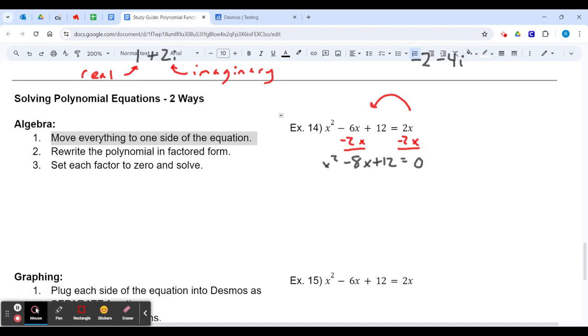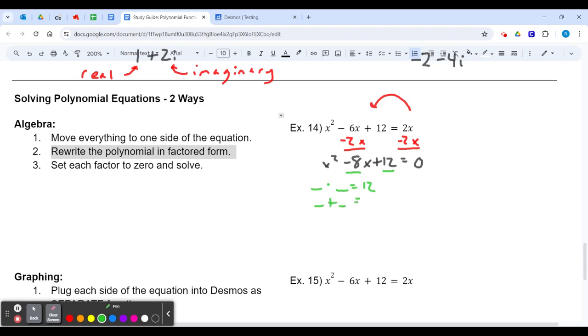Then we can rewrite that polynomial in factored form. So in this case, I can either do it graphically if I want to, or I can do my sum and product puzzle where I'm multiplying to 12, adding up to negative 8. And if I do that, I should have a negative 6 times negative 2 combination to get me there. And so that means that I have x minus 6 times x minus 2 equals 0.